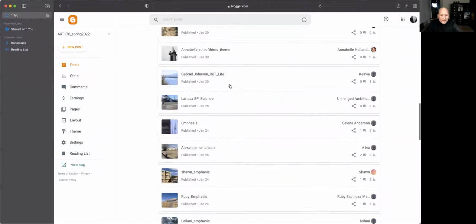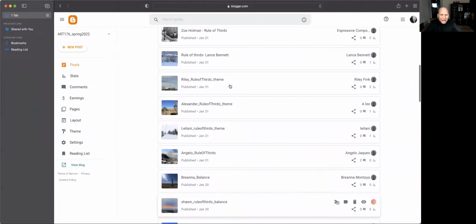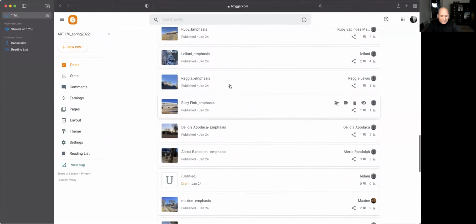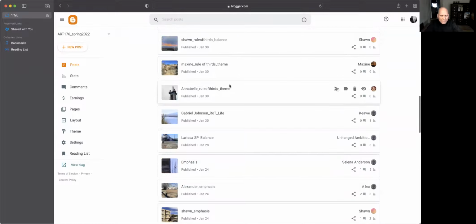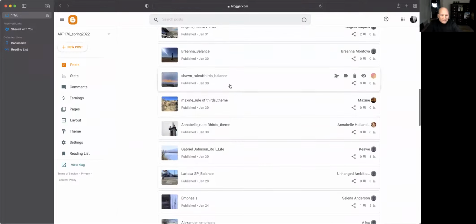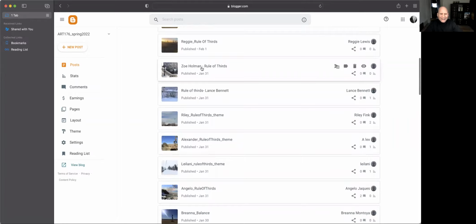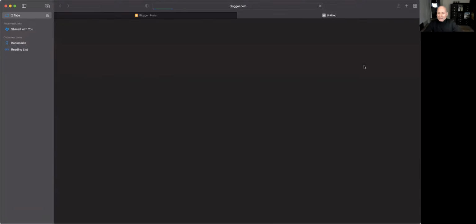Let's see, where did I see that one? Did I pass it? Emphasis, emphasis, emphasis, balance, balance. Rule of thirds. I know we're here. Yeah, there we are. Rule of thirds.